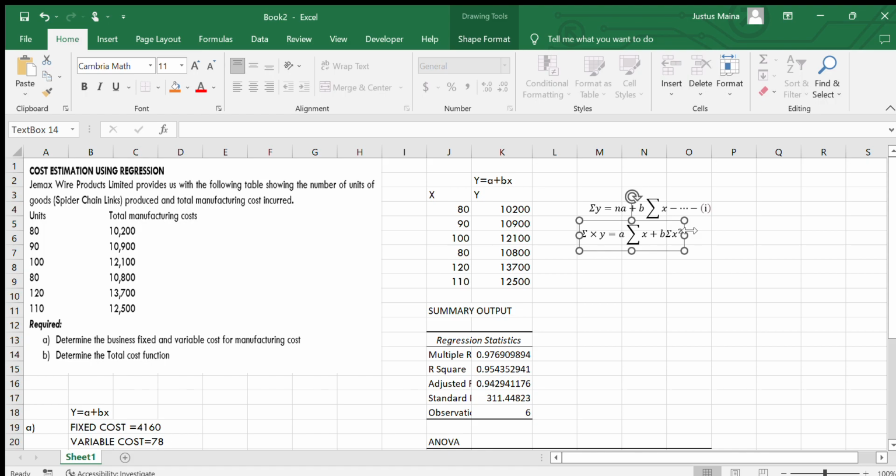So now you can solve simultaneously so as to get the values of a and b, and also you can get directly the values of b and a. So that is solving for the regression using our computers. In the next video on cost estimation, I'll be showing you how to use your calculator during an exam to solve regression questions like what we have here about cost estimation.